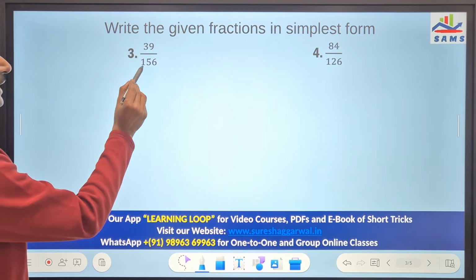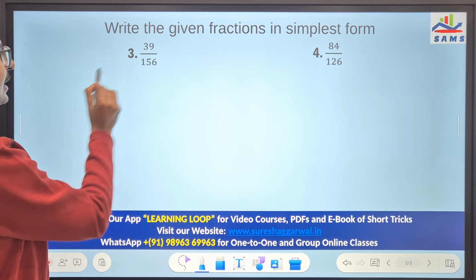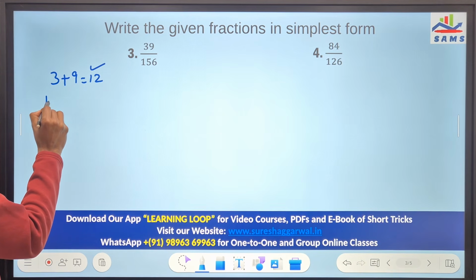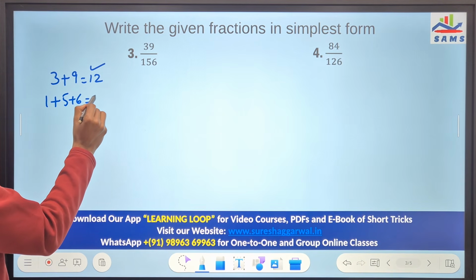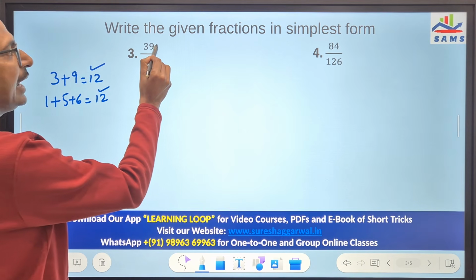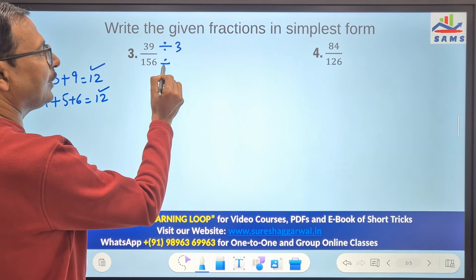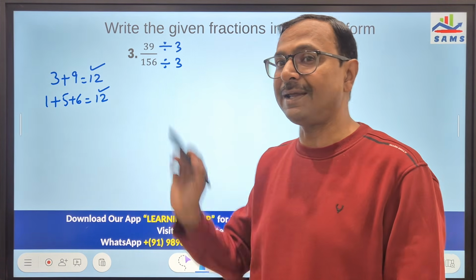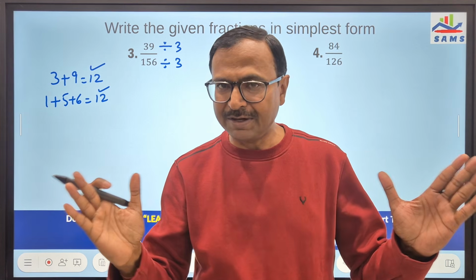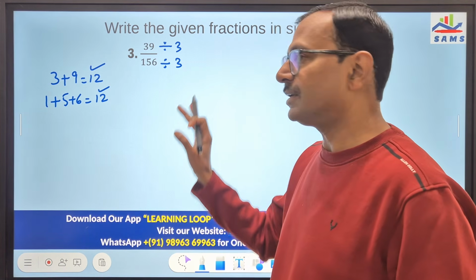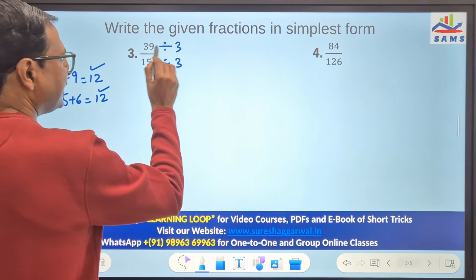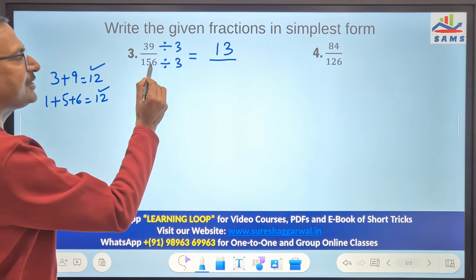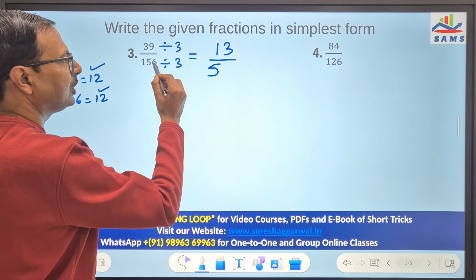Here you can see 39 and 156. Now 39, 3 plus 9 is 12, so divisible by 3. 156, 1 plus 5 plus 6 is 12 again, so divisible by 3. So I'll directly divide by 3. Why didn't I consider 2? Because 156 is an even number but 39 is an odd number. Odd numbers are never divisible by 2, and that is why I started with 3. So when you divide this by 3, you get 13, and when you divide 156 by 3, you get 52.